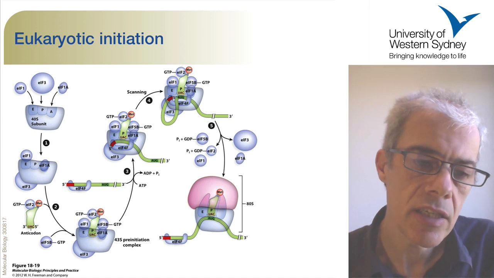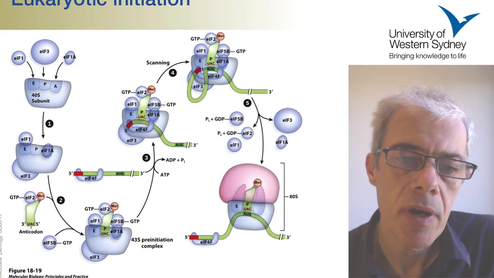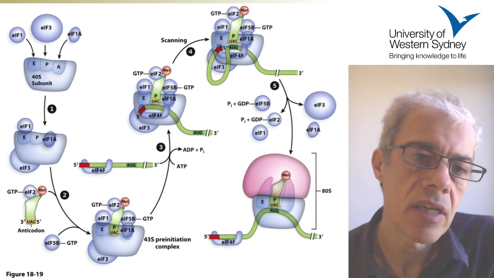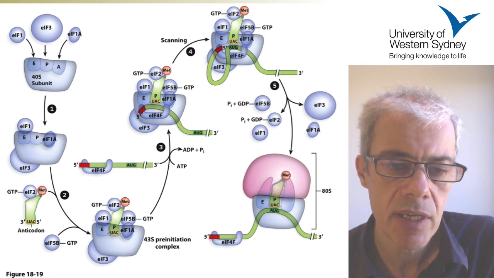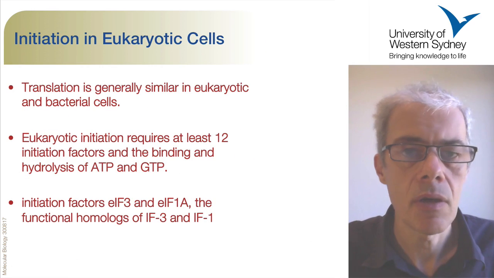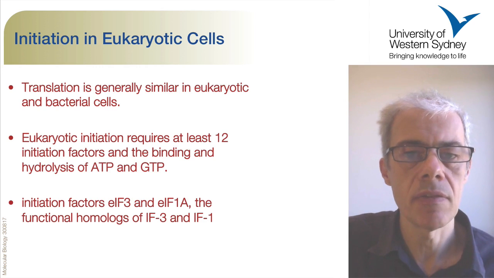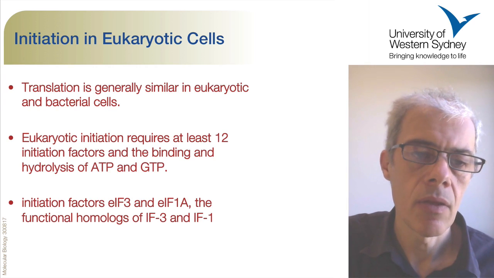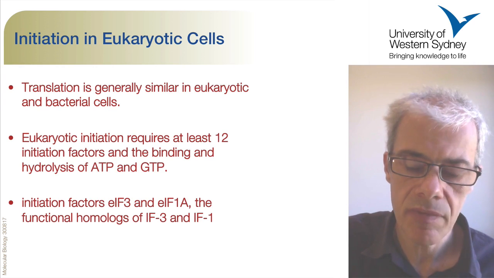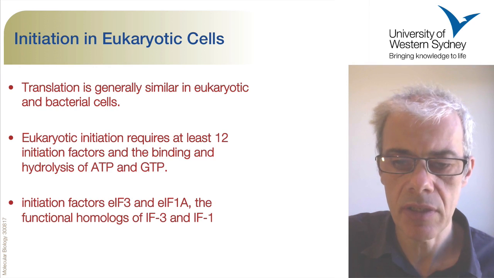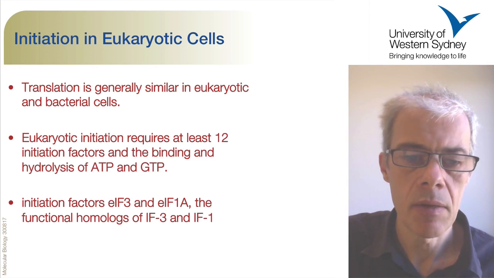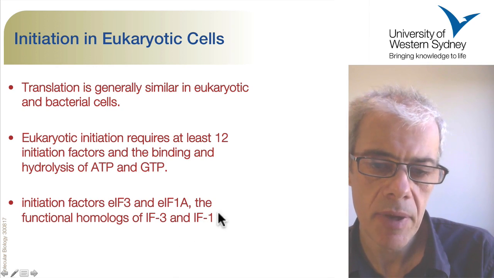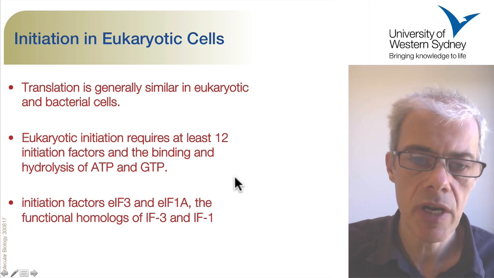I'm not going to go into any detail of this in eukaryotes, but this same process is fundamentally conserved in eukaryotes, except that there are additional proteins that have become involved in the process. So in eukaryotes, the process is generally similar to what's observed in bacterial cells. There are additional initiation factors required for initiation in eukaryotes, but effectively the initiation factors that I showed you, 1 and 3 in bacteria, are conserved in eukaryotes.